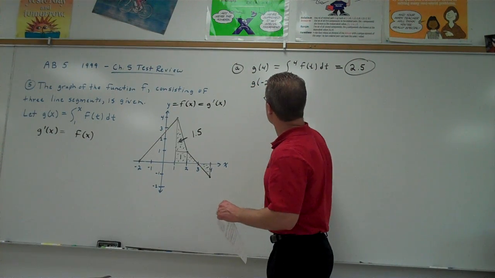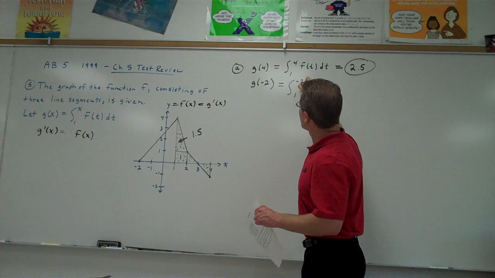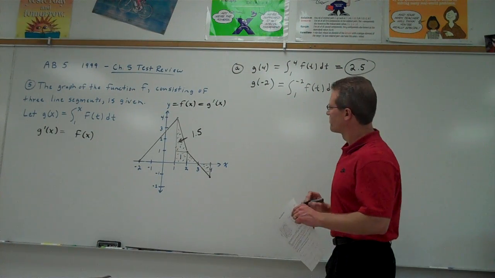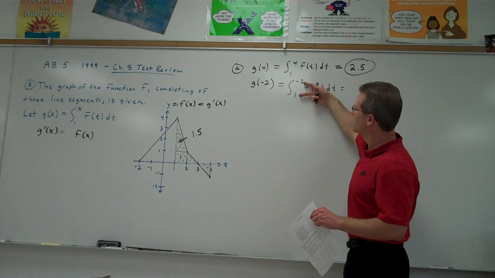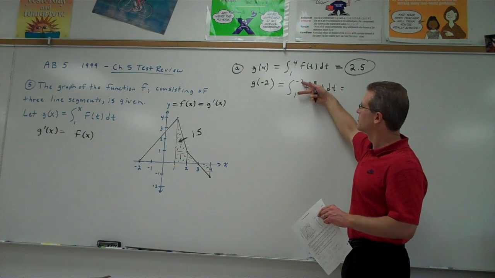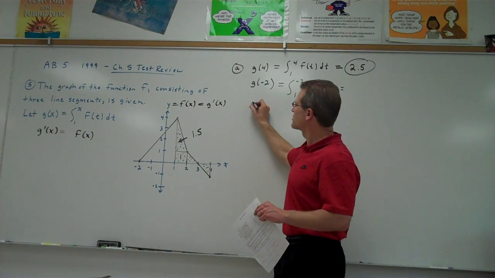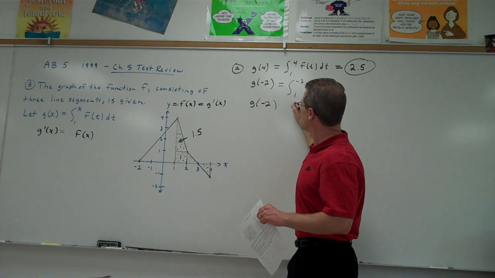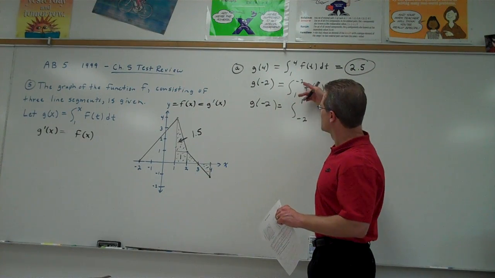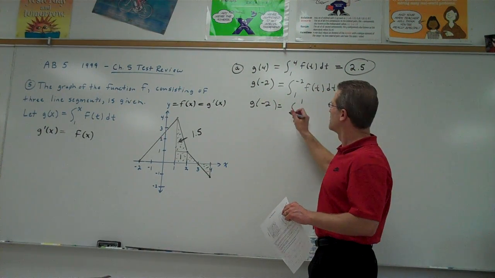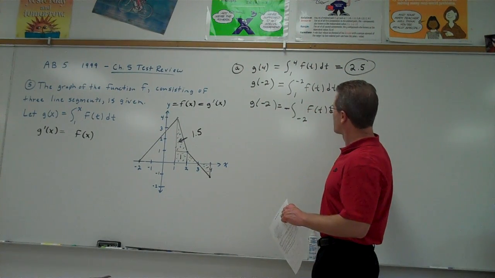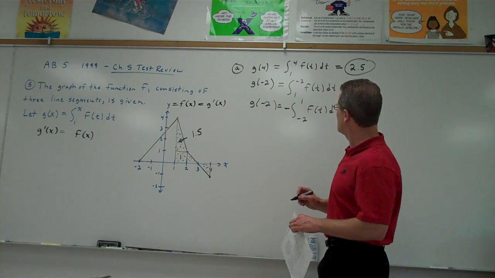Okay, second part of part A, g of negative 2. Now we're going from the integral from 1 to negative 2 of f of t dt. What do you notice that's different about the bounds now? They're switched, aren't they? The smaller number is on the top. Let's put the smaller number on the bottom, negative 2 on the bottom, 1 on the top. When you switch your bounds, what do you have to put up front? A negative, right. So now we're going from negative 2 to 1.